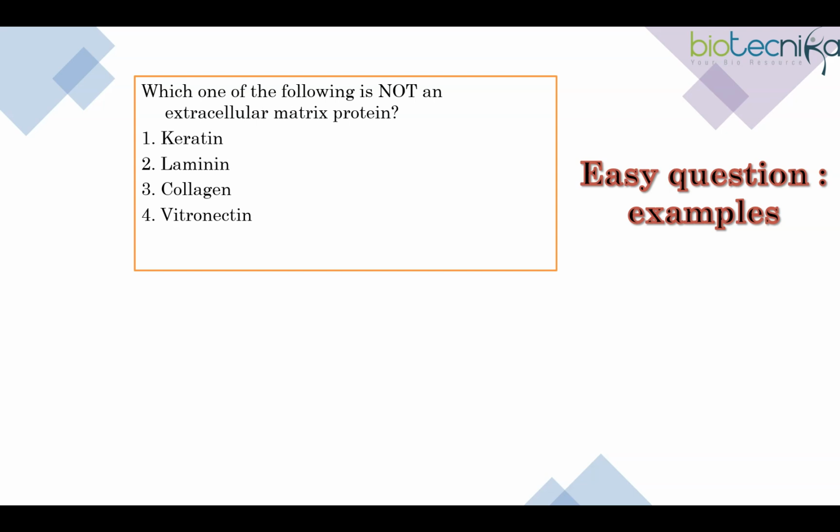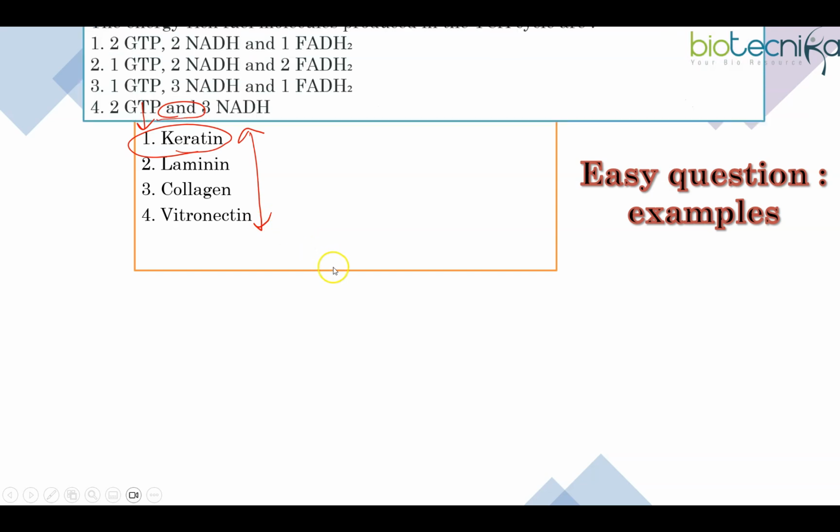So here are the easy question examples. As you can see, which one of the following is not an extracellular matrix protein? As I said, if you have done a decent preparation, this is from unit 4, anyone will say that keratin is present inside the cell. It is a type of intermediate filament, a type of cytoskeleton, so it is present inside the cell.